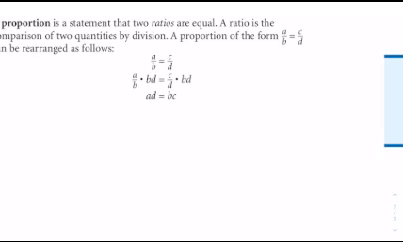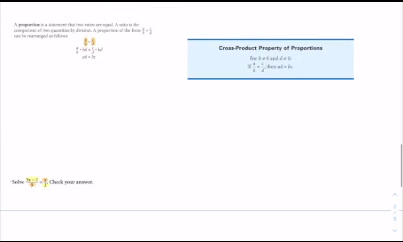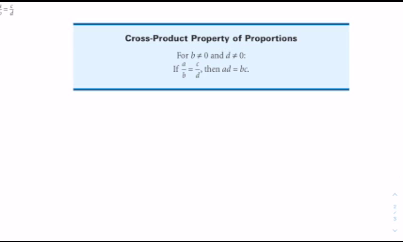The ratios are a over b and c over d. The cross product property of proportions is, for b does not equal 0 and d does not equal 0, if a over b equals c over d, then ad would equal bc.